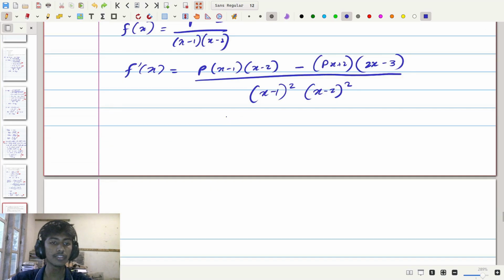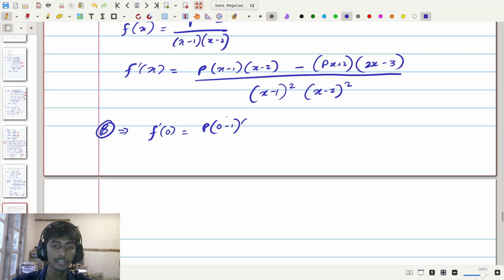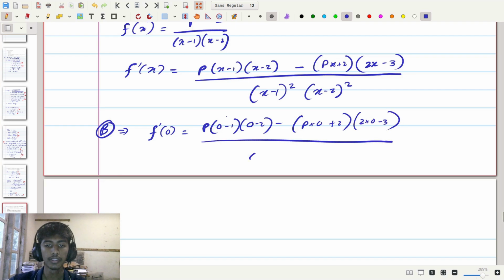Therefore, taking equation b and substituting, we get f prime of 0, which is p times (0 minus 1)(0 minus 2) minus (p times 0 plus 2) times (2 times 0 minus 3), divided by (0 minus 1) squared times (0 minus 2) squared, which is going to be equal to 0.